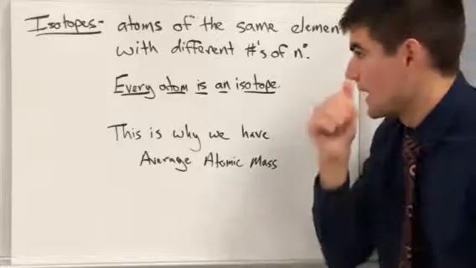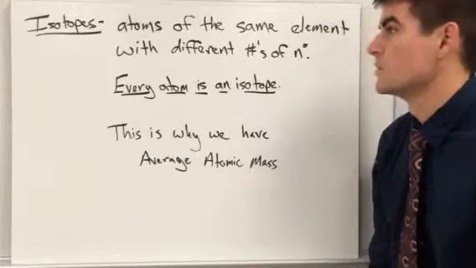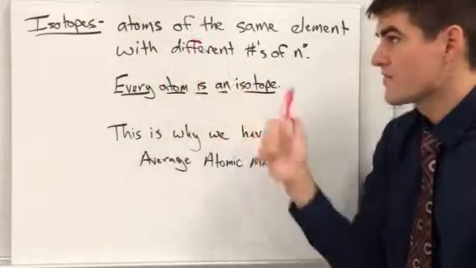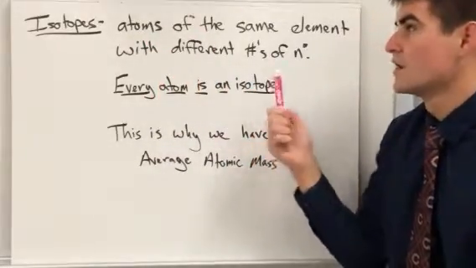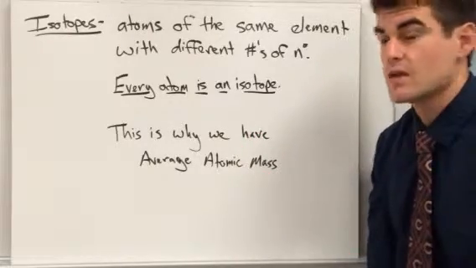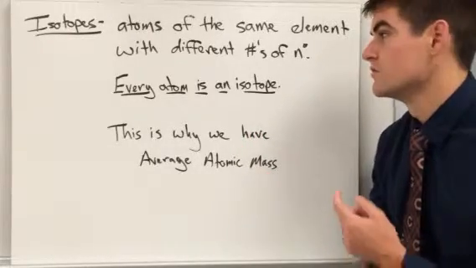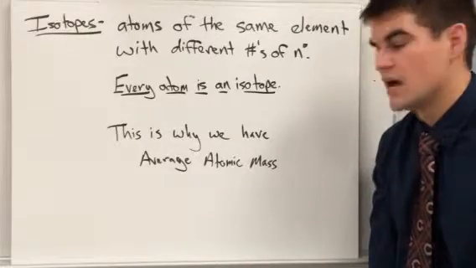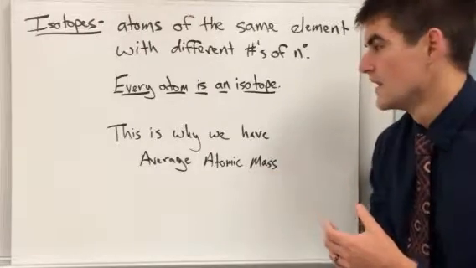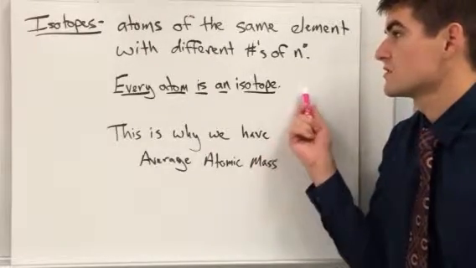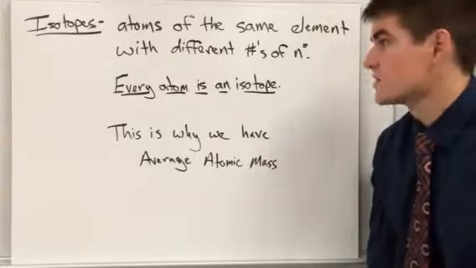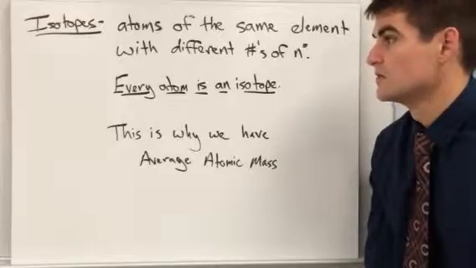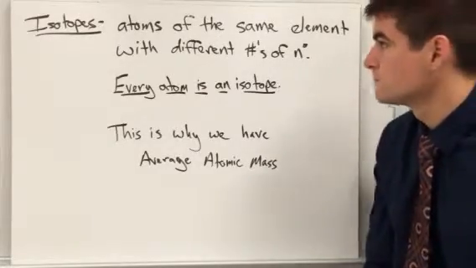This stuff is a little new, not going to change a whole lot about what we do, but a few little tweaks. Isotopes. Every atom is an isotope, and all an isotope is, it's an atom of the same element with a different number of neutrons. And this is why that average atomic mass is a decimal. It's because we have these atoms with different masses, and some occur more naturally than others, so there's a different percentage, and that's where we get that number from.